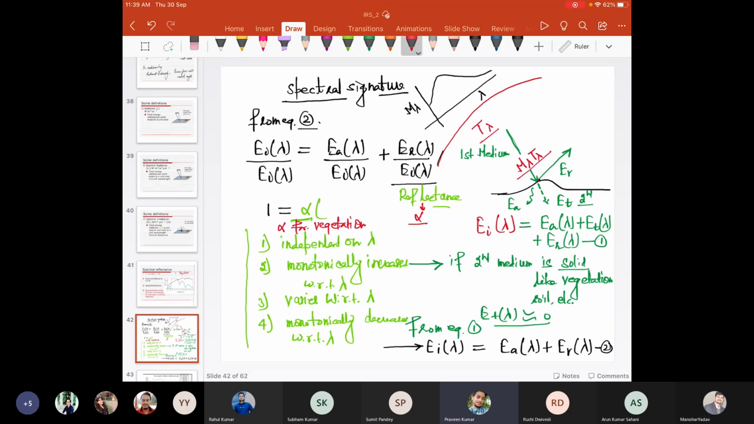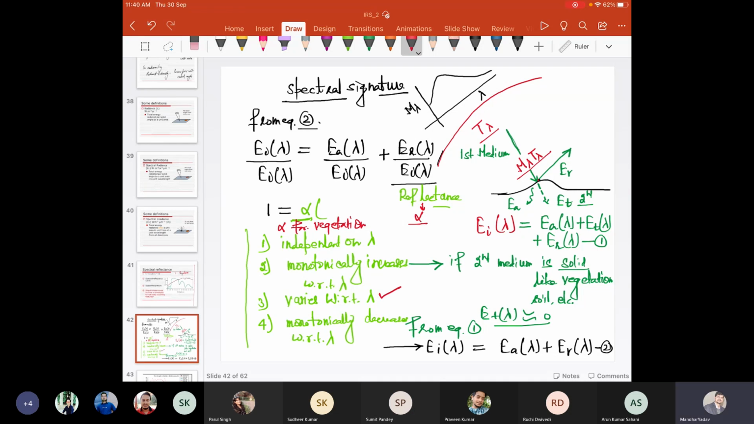Option 4, sir. 3. Option 4. Sir, 3. Varies with respect to wavelength. Third one. Varies with respect to lambda. Okay. So, mixed answers I received. Option 3 is correct.